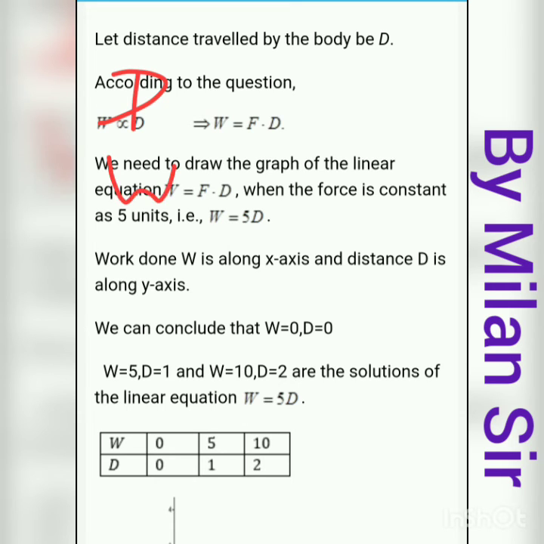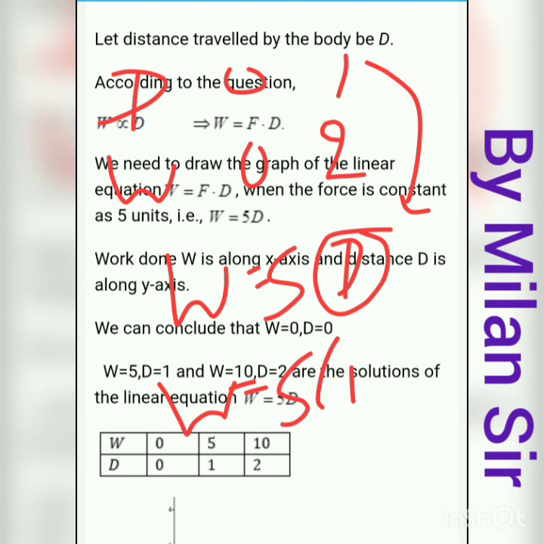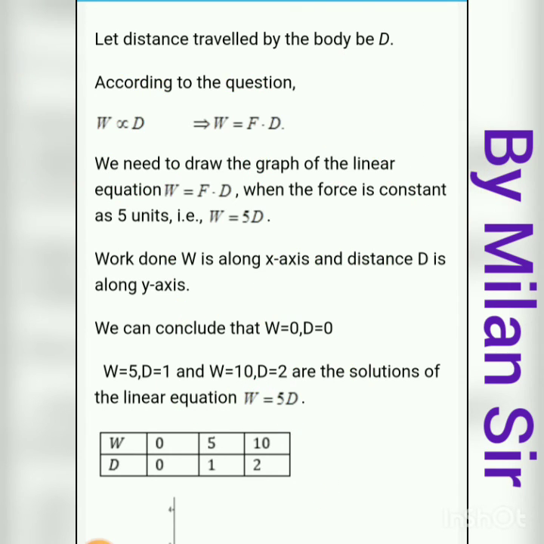Okay, if distance is 0, work is 0. If distance is 1, because W is equal to 5D, right? So if we put here 1, then we get W is equal to 5 multiplied by 1, so 5 ones are 5. Sorry, here we need to write 5. Okay, so here we have our 2 points, 0 0 and 1 5.